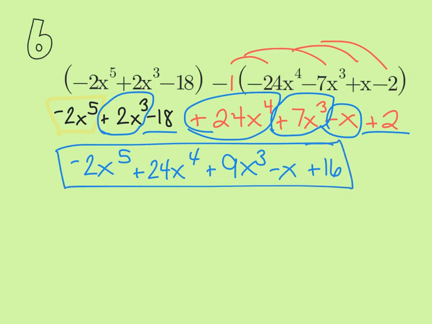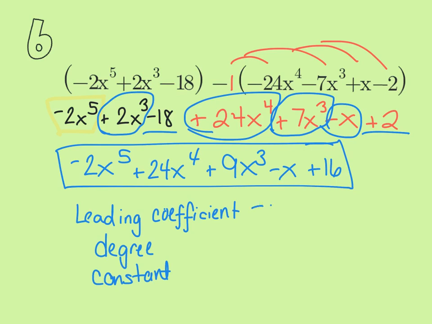Quick vocab reminder: the leading coefficient is negative 2. The degree, the highest exponent, is 5, and the constant is 16. Notice I only name these things after the polynomial has been simplified. And again, we just call it a polynomial because it has more than 3 terms.